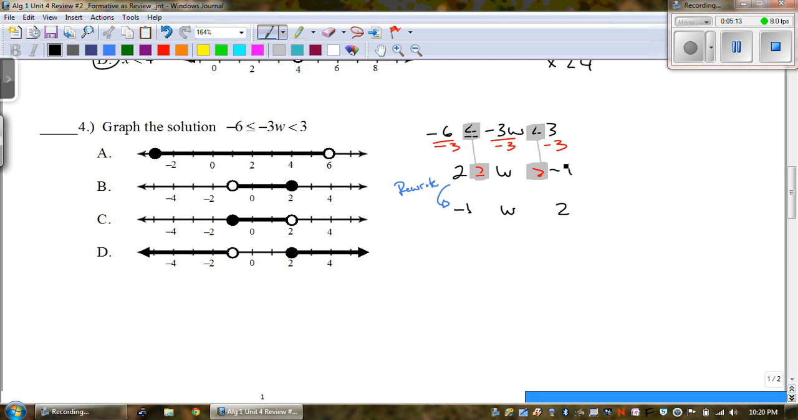Okay, and now the inequality between the w and the -1, it's pointing at -1, and between the 2 and the w, the inequality is pointing at the w. Okay, so we have -1 is less than w, which means it's open at -1 and closed at 2. And the one that is like that is letter B.